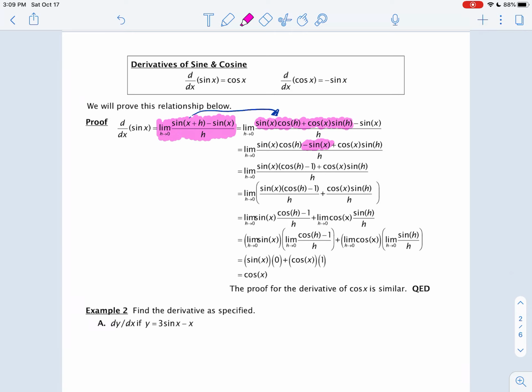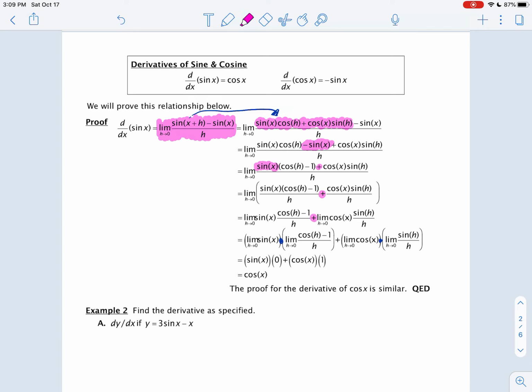In the very next step, we want to factor out the common factor of sine x to end up with cosine h minus 1, and then we have plus cosine x sine h. Then in the very next step, we've got the sum in the numerator over the one denominator. We can split it up into a sum of fractions with the same denominator. And then in the next step, we're stating that the limit of a sum is the sum of the limits. And then the limit of a product is the product of the limits. So we have a product here and a product here.